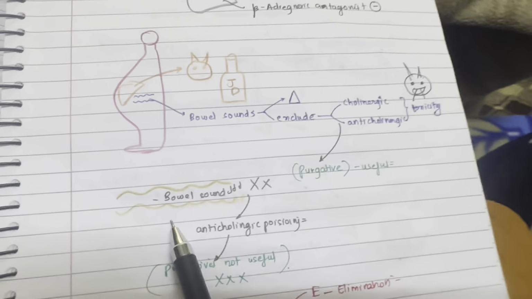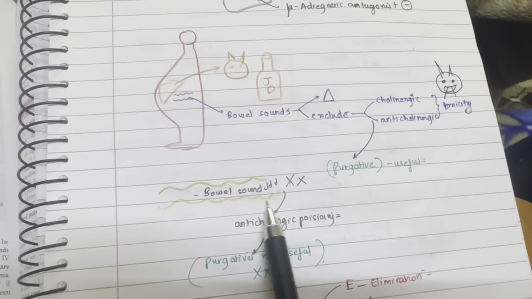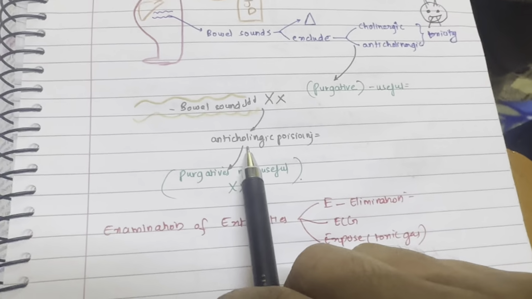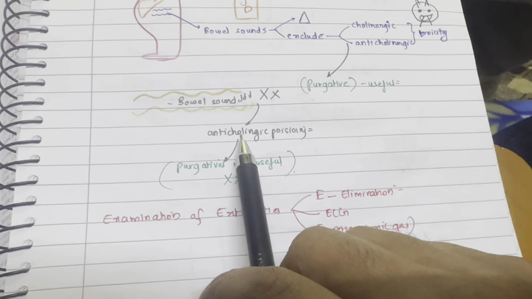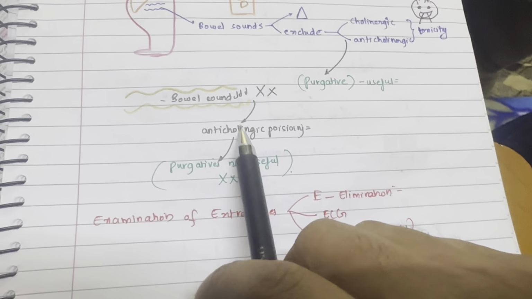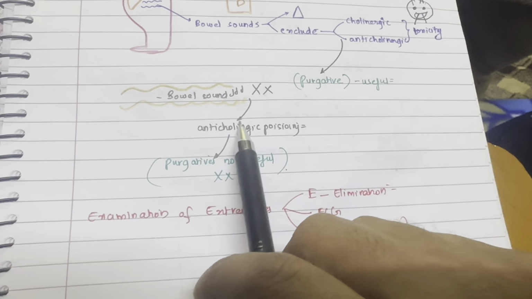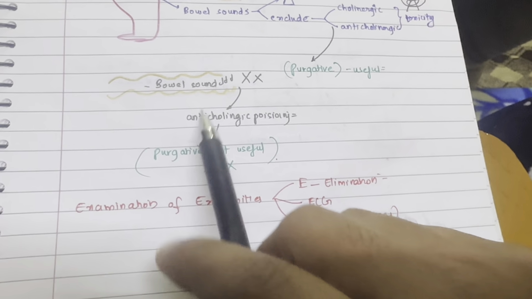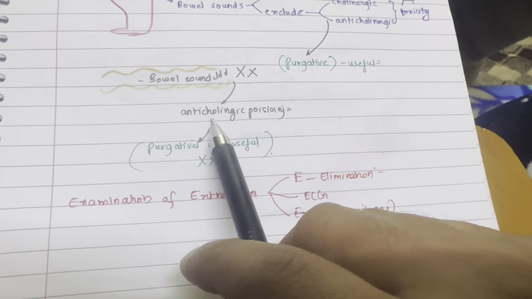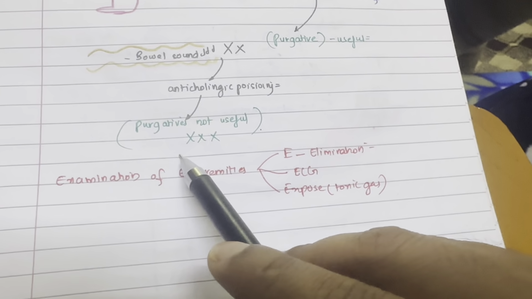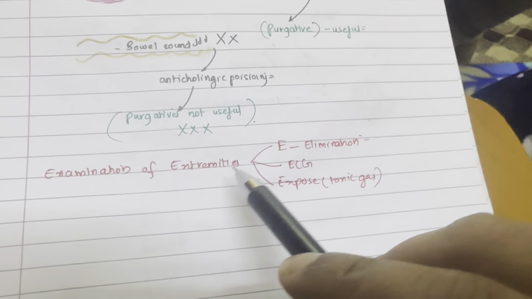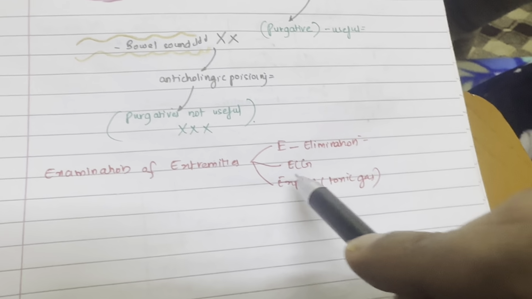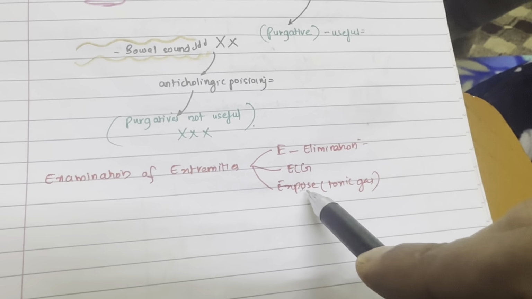Bowel sounds help to diagnose or exclude cholinergic and anticholinergic toxicity and help to decide if a purgative will be useful. Lack of bowel sounds suggests anticholinergic poisoning, and a purgative may not be very useful. Elimination: examination of extremities stands for elimination of poison, ECG, and exposing cases of toxic gases.